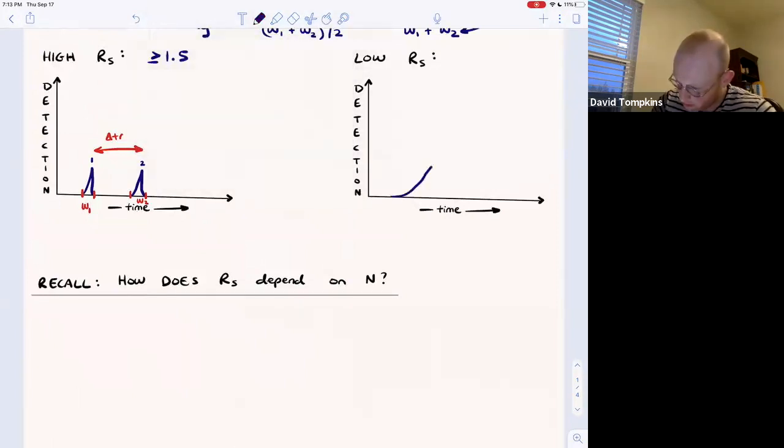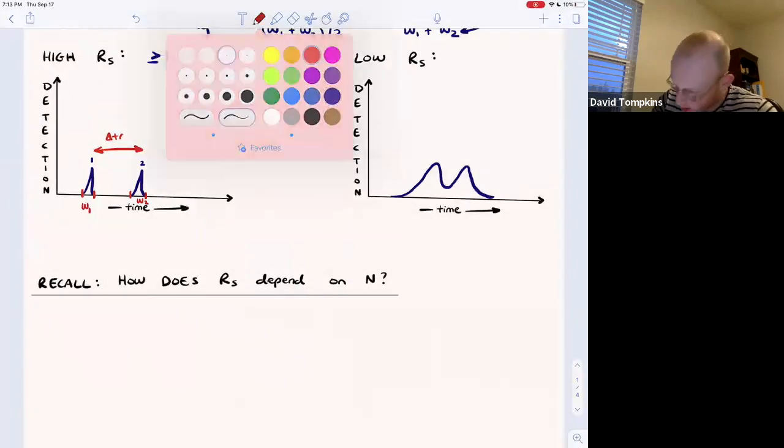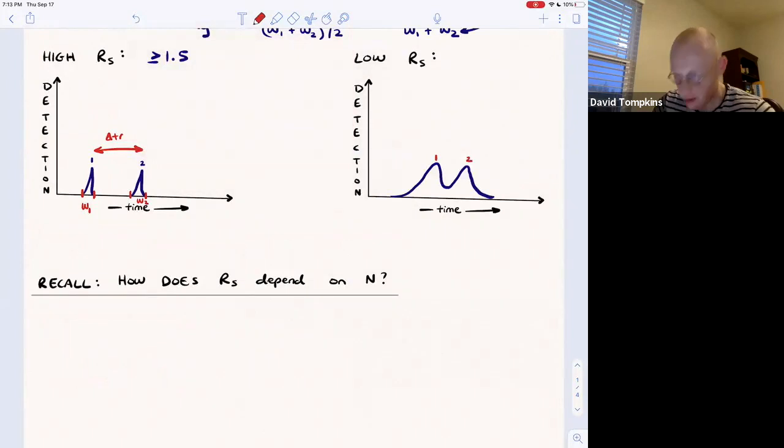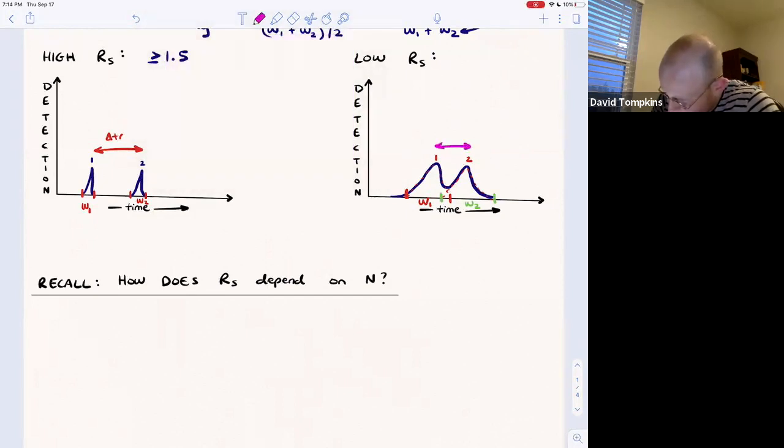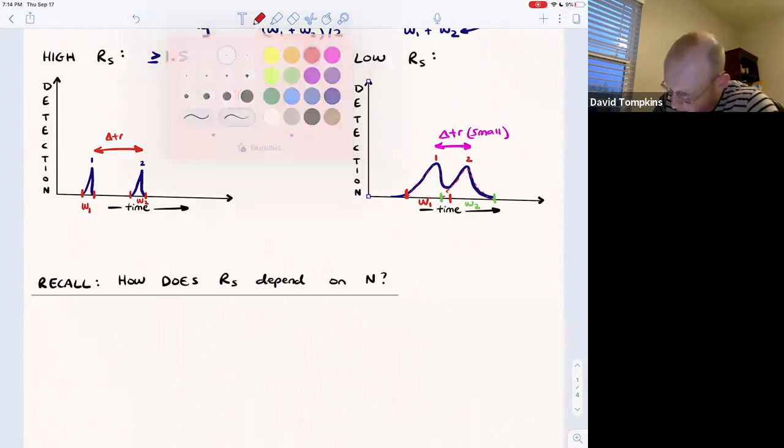Low resolution would be something like this, where we have compound 1 eluting early and compound 2 eluting late. The widths here have to be extrapolated because they do not hit the baseline. So now compound 1 comes out over a large range of times, and compound 2 comes out also over a large range of time. The widths are overlapping here, which gives it low resolution. So now we can see that we have a pretty small delta TR between the maximums, and the bases of the peaks are too wide.